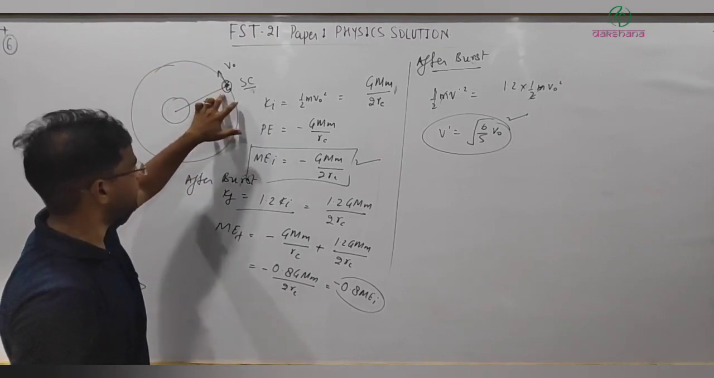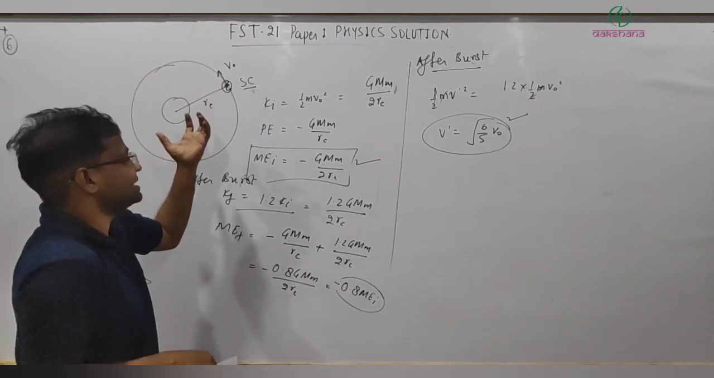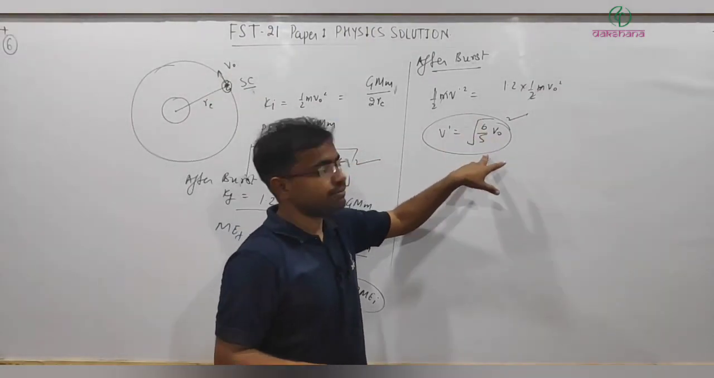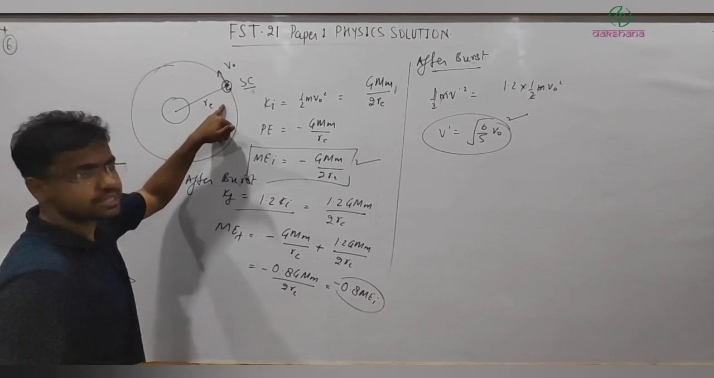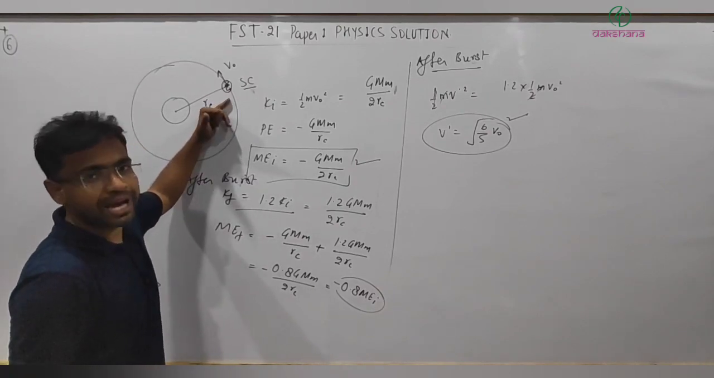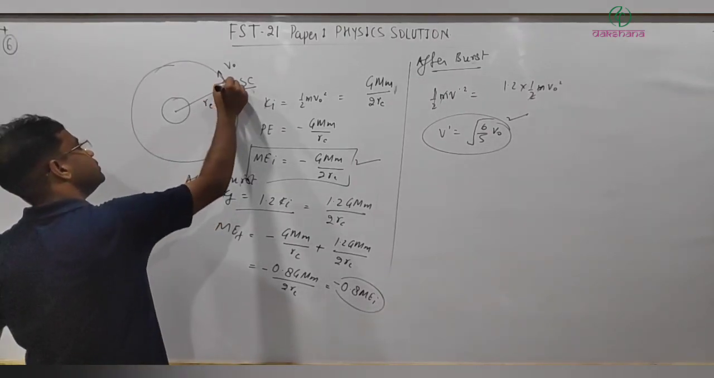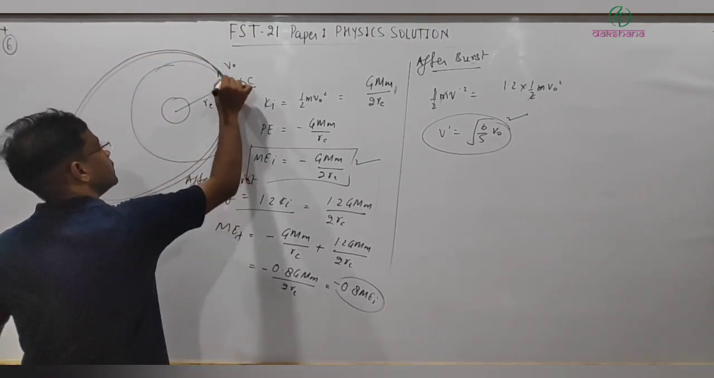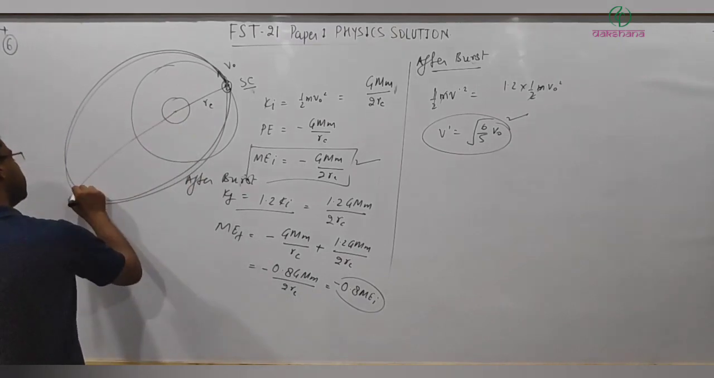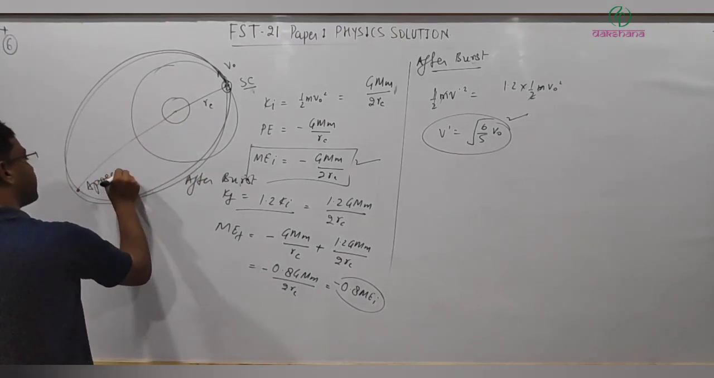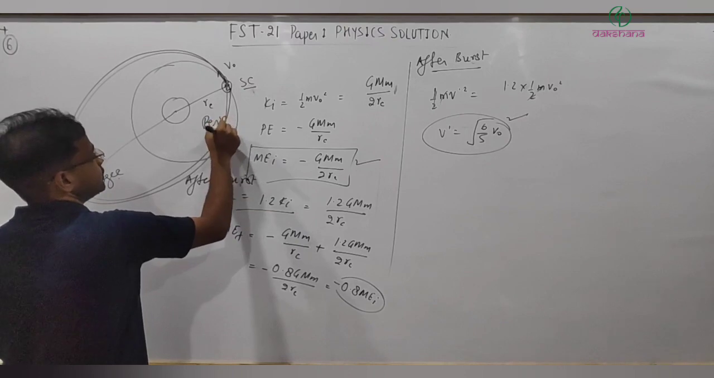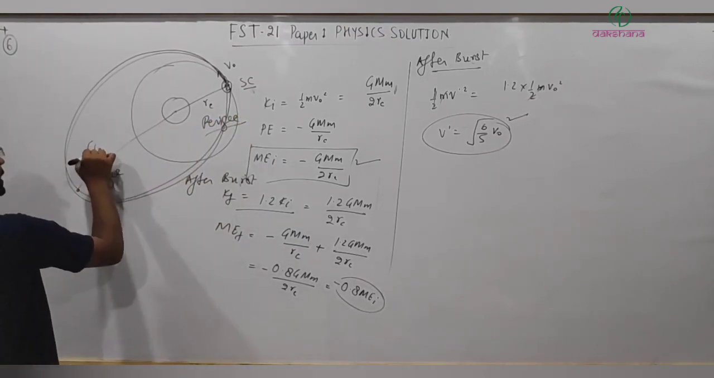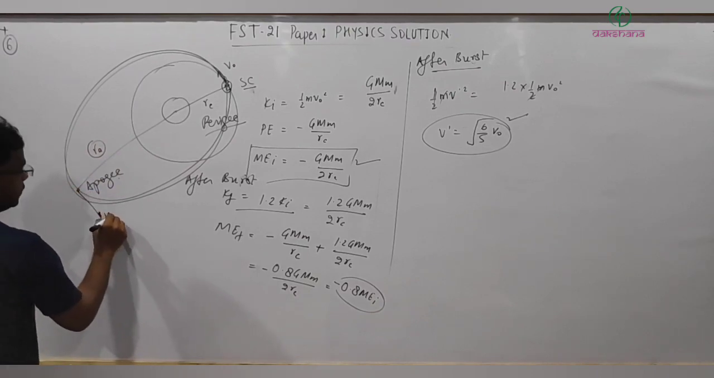But here, what is happening? Instantly, the velocity has increased to root 6 by 5 times v naught, but the position is still the same. So this will be the perigee, and the particle will move in its elliptical orbit like this. This will be mg, and this is the perigee, and this is the information exactly given. So let me write here the radius is RA and here the velocity is VA.